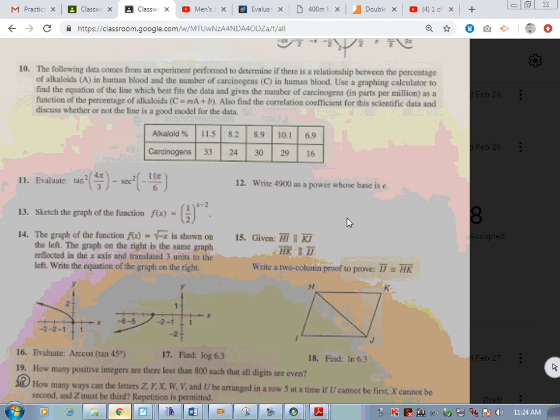Does that make sense? Two-column proofs take a long time to write, and I don't want to chew up any more time than I have to. All right, so that's the first 15 questions.